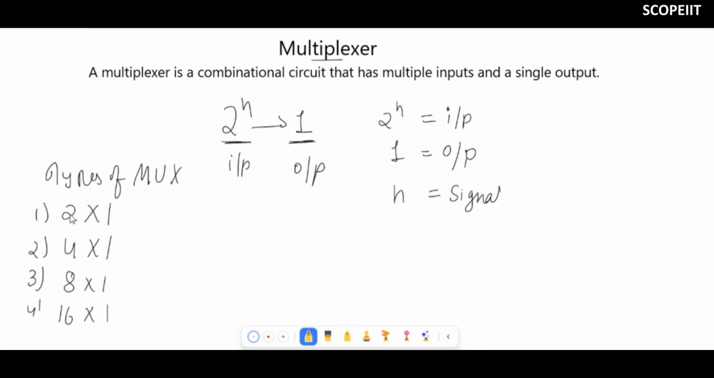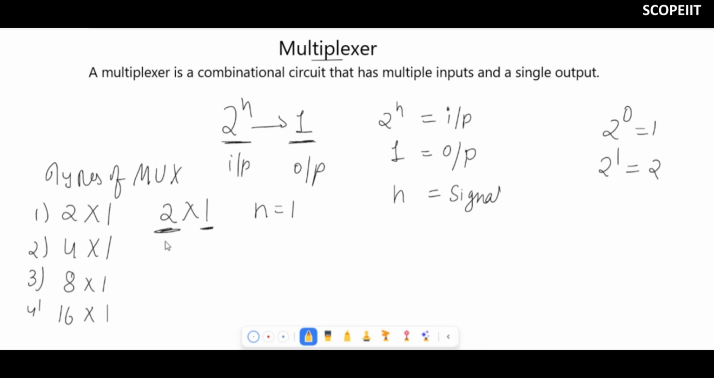Now, what do you mean by 2 cross 1 multiplexer? 2 cross 1 means there will be 2 inputs and 1 output. So in this case, how many signals will be there? Here you can see what is the power of 2. If you have 2^0, your value will be 1. If you have 2^1, your answer will be 2. So here we are having 2, that means 2 to the power 1, so your signal is nothing but 1.